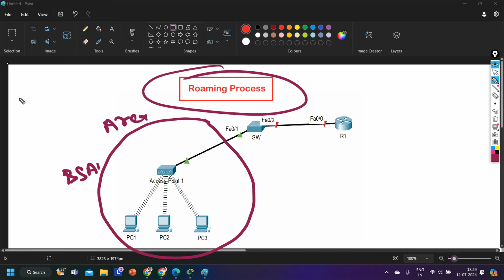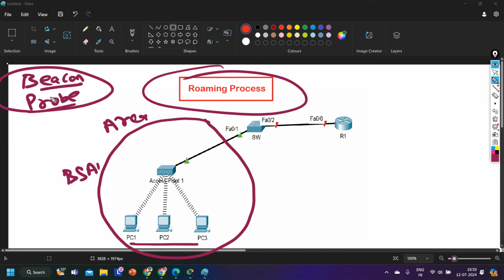In the last class we discussed two types of signal. One is the beacon signal, let me write it, and another one is the probe signal. We discussed these two types of signal in the previous video. The beacon signal is transmitted by the AP and the probe signal is transmitted by your client machine. My client machines, meaning PCs, are sending the probe signal and the AP is sending the beacon signal.